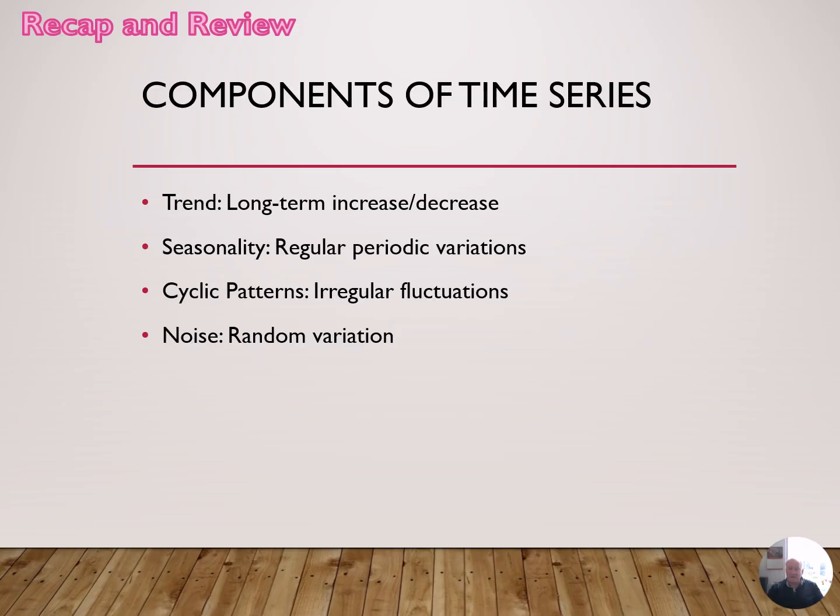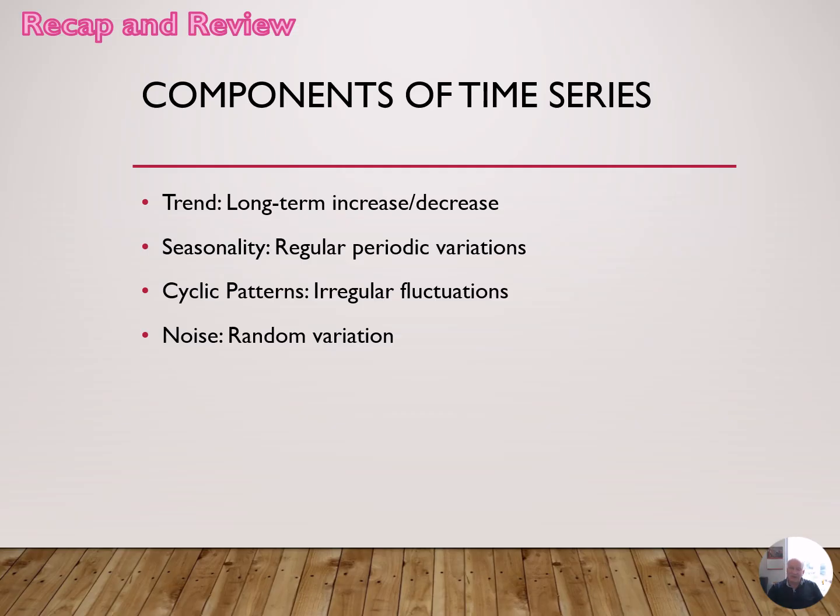So the components of the time series we said were trend, which is a long-term increase or decrease; seasonality, which is regular periodic variations; cyclic patterns, which are irregular fluctuations; and noise or residual, which is random variations.